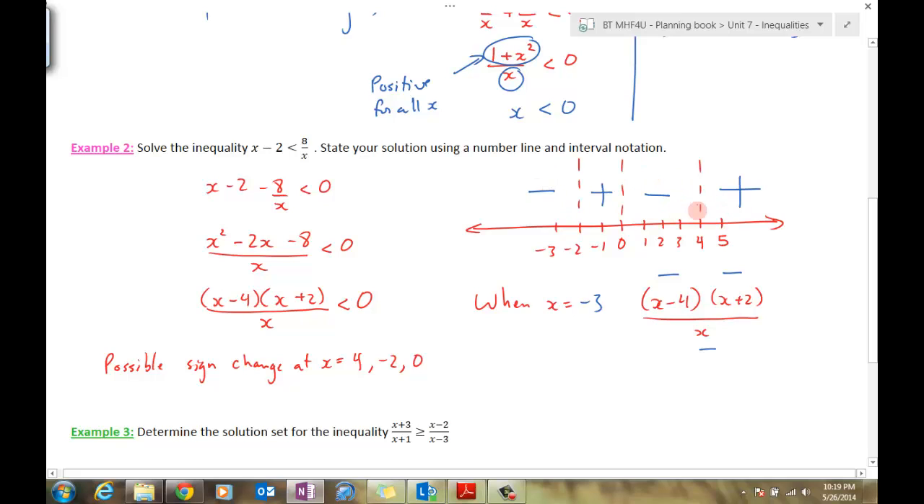And so here are our regions. This expression is less than 0 when we are less than negative 2 and between 0 and 4. So the answer is x belongs to the interval from negative infinity to negative 2, or between 0 and 4. And again, we don't use the square brackets because we are concerned with being less than 0. At 4, this expression is 0, so we're not concerned with being equal to 0.